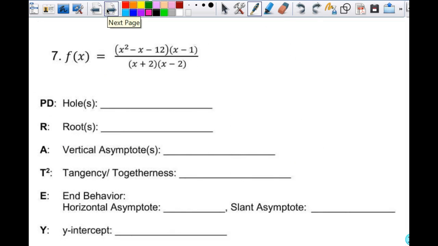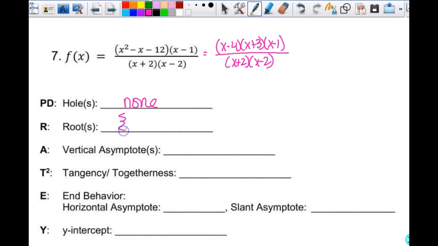All right. So this one's partly factored. So I have to factor it the rest of the way to see if I have any holes and see what my roots are. So this will be x minus 4 times x plus 3 times x minus 1 over x plus 2 times x minus 2. So is there any point discontinuity? No. That's a none. My roots are -3, 1, and 4. Vertical asymptotes, x equals -2, x equals 2.